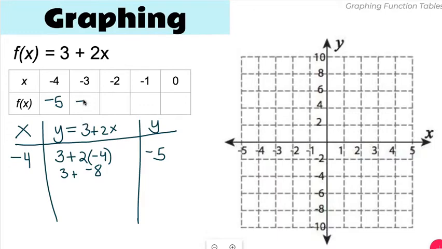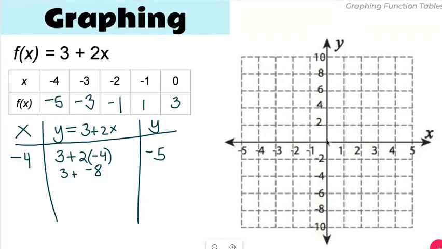So we should have, when x is negative 3, y is negative 2. I'm sorry, hold on. That's wrong. When x is negative 3, y is negative 3. When x is negative 2, y is negative 1. When x is negative 1, y is positive 1. And when x is 0, y is 3. If you didn't get any of these, go back and check your math.